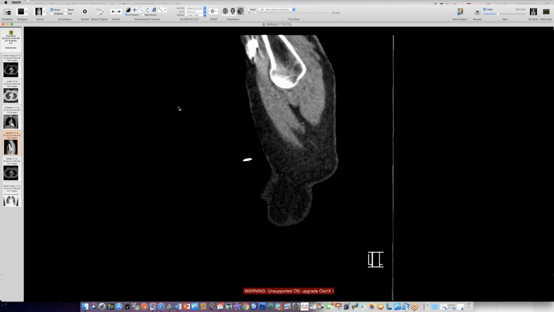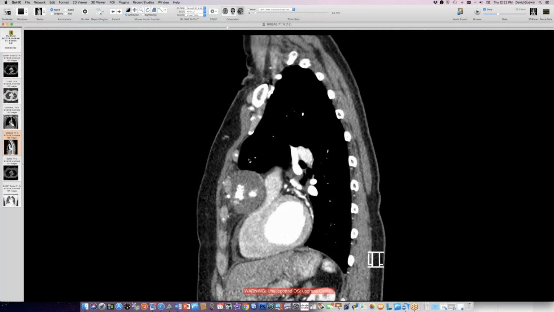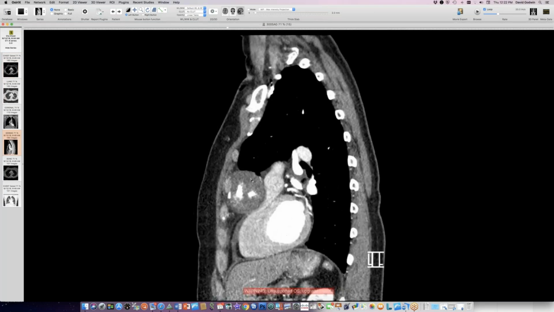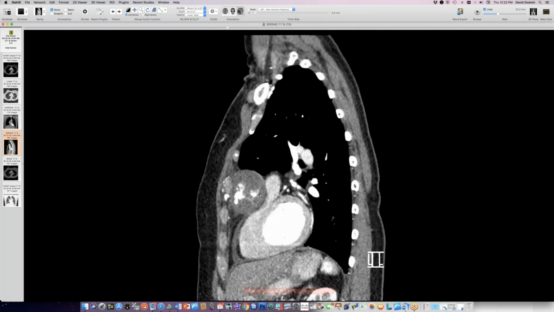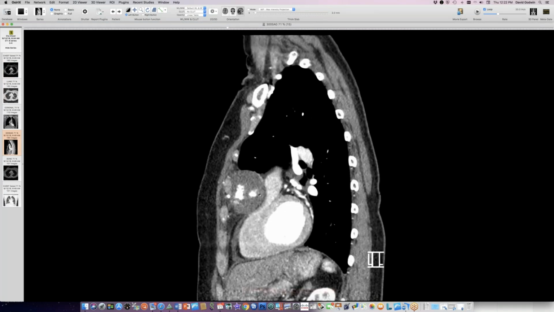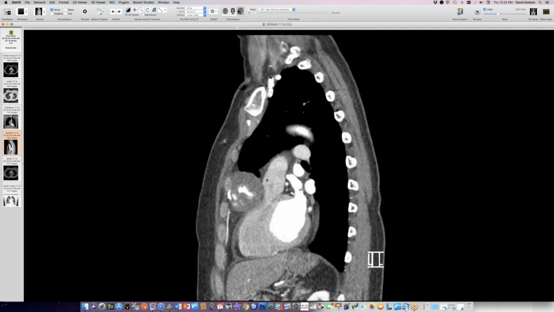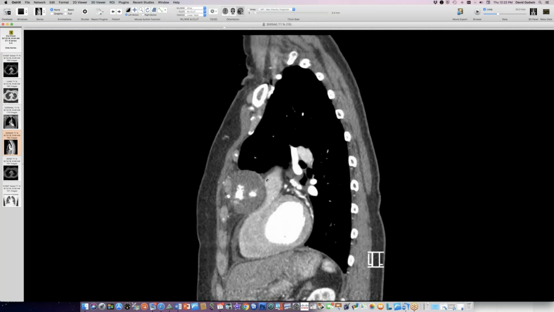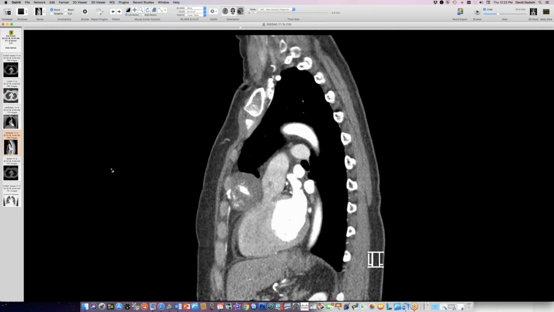Let me show you on sagittal. Here it is coming off the anterior chest wall and pushing in against the mediastinum. This was a cavernous hemangioma that was resected. So that explains the big vessels in this. It's really a vascular tumor.